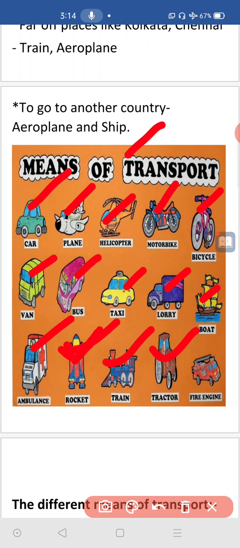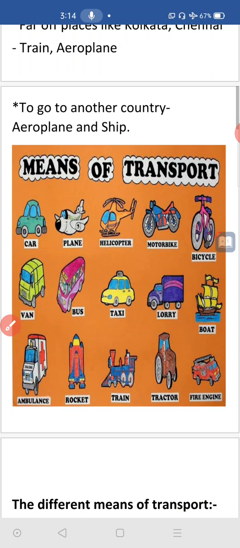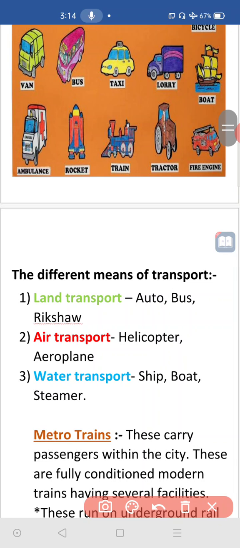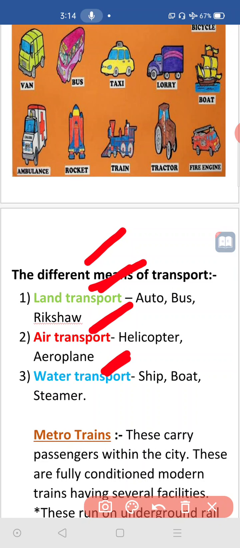Tractor, people, especially farmers, use this vehicle. And fire engine, they use it in the fire engine office. Ambulance will be used in the hospital. So these are all the different types of vehicles we use in our daily life. We use different means of transport. They are land transport, air transport, water transport. I repeat them: land transport, air transport, water transport.